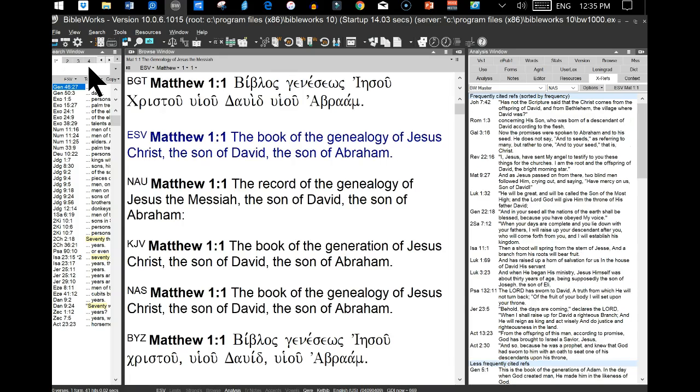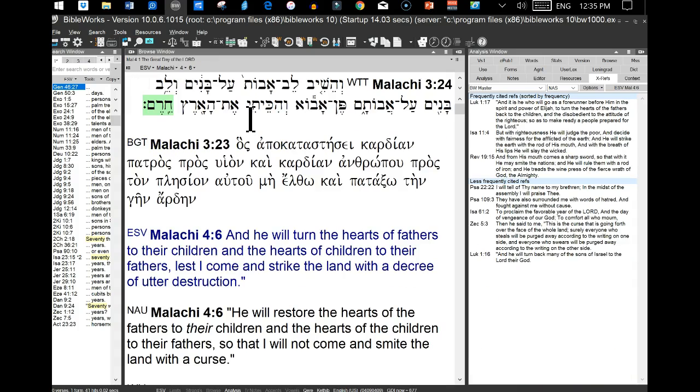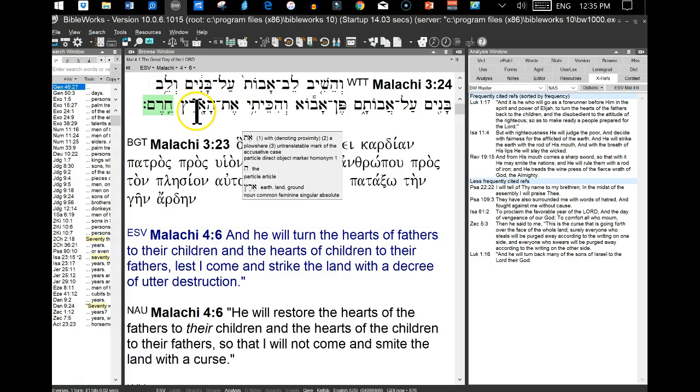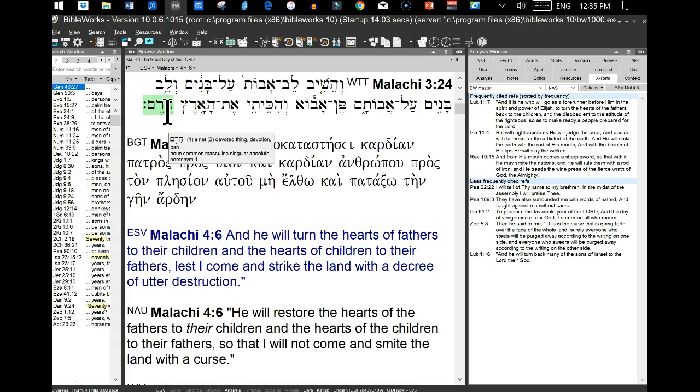Well, I'm glad you asked. Because I'm going to go to Matthew 1:1 and then go back one verse. So this takes me to the last chronological word in the Hebrew Bible. And this is the word. It's the word cherem. I will turn the heart of the fathers to the children and the heart of the children to the fathers, lest I come and strike the land with cherem, with total, absolute, complete, utter destruction.